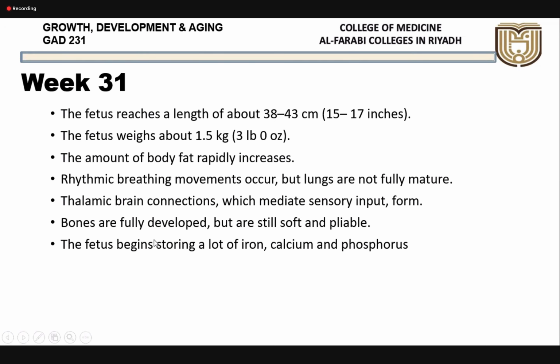The fetus begins storing a lot of iron, calcium and phosphorus. So the fetus starts storing within its body a lot of extra iron, just like it starts storing the fat. Now it also starts storing the iron, calcium and phosphorus. Where is it coming from? Everything is coming from the mother's blood. All the nutrition, as we saw before, is all supplied by the mother's blood.